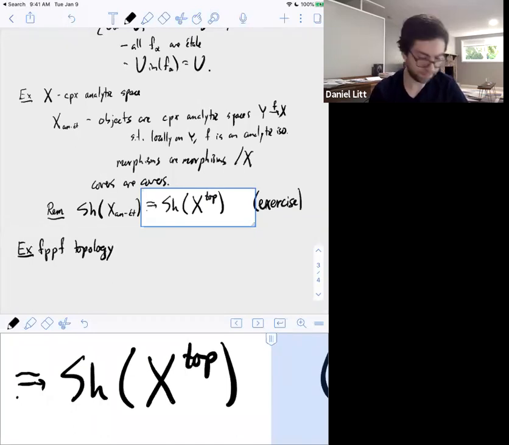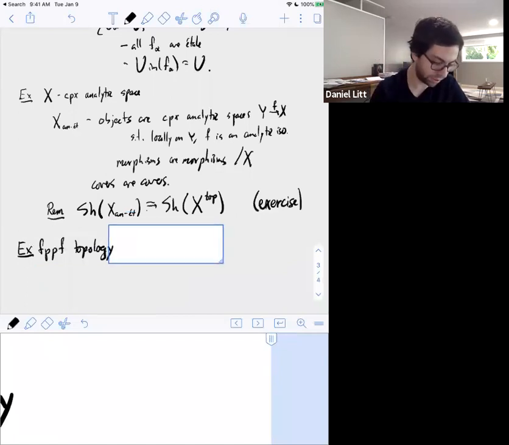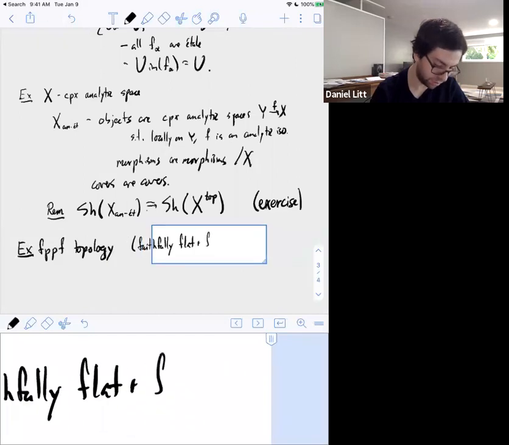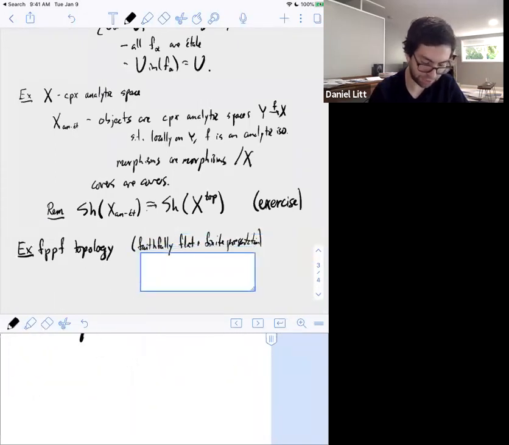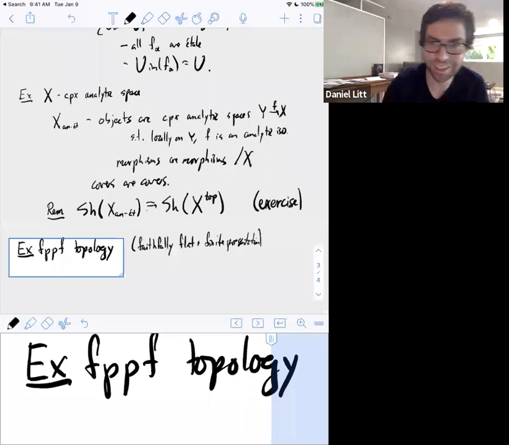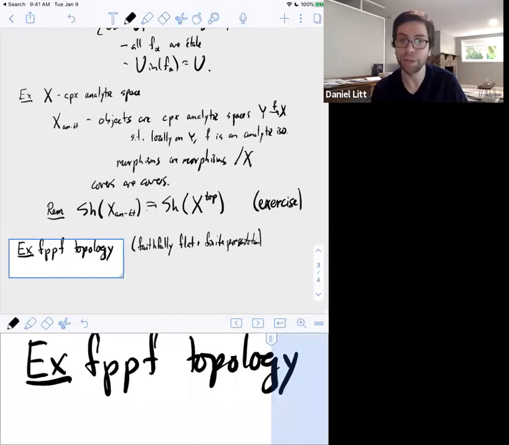Cool, thanks. All right, so let me give you one last example, which is the so-called Fppf topology. So this stands for faithfully flat and finite presentation. You may notice that faithfully flat and finite presentation is FFFP, not FPPF, and that's because this is a French acronym. It's fidèlement plat et présentation finie. I don't promise that I pronounced that correctly, but anyway, that's where that comes from. The first P is plat, which is French for flat.